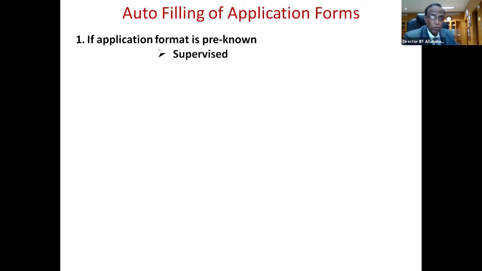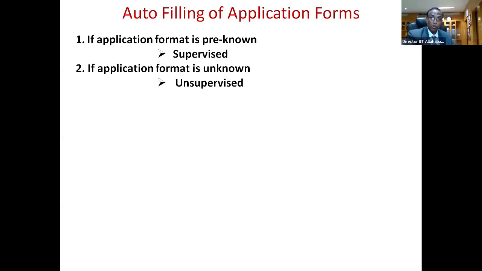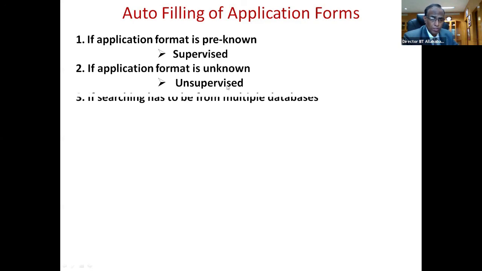So under the pre-known condition, it is a supervised filling up of the application form. Then if the application format is not known, you will read the question. When you read the question, then it is unsupervised. You have got to read the question, understand it, and then fill it up. So the simplest form of automation is with the supervised situation. More complicated is the unsupervised situation.